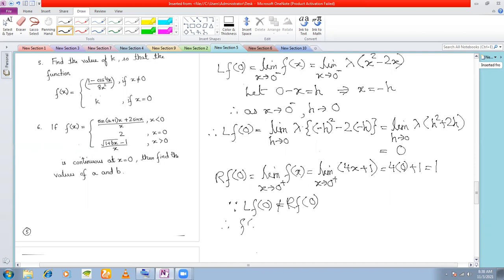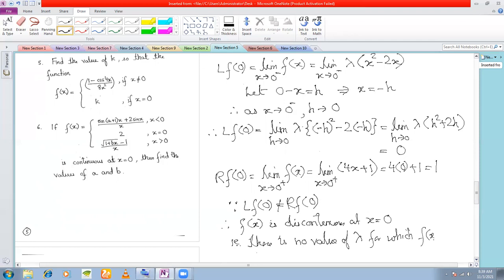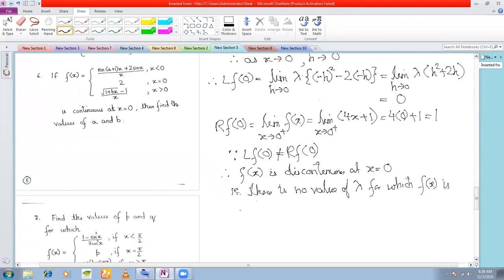therefore Fx is discontinuous at x is equal to 0, right? So there is no value of lambda for which Fx is continuous at x is equal to 0.